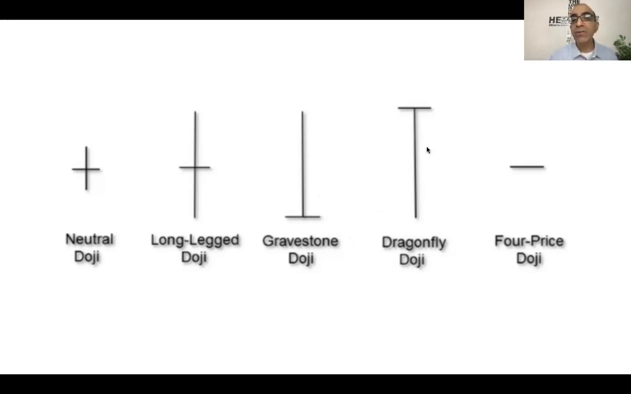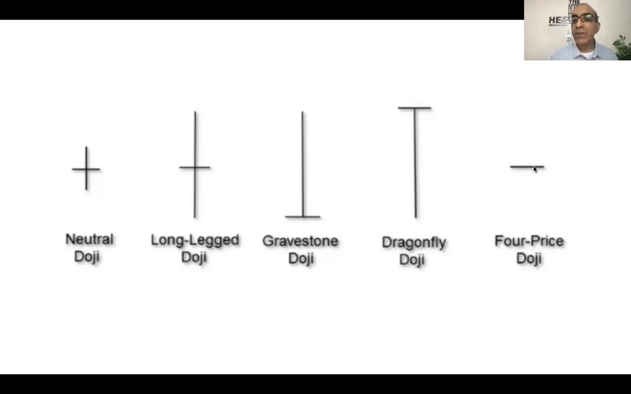The dragonfly is the opposite, where the price went all the way down and then closed higher. Okay, but it opened here. It opened here, and then it went all the way down. It tried to go there, but then it closed here. At this point, the probability is higher that the price will continue to go up.